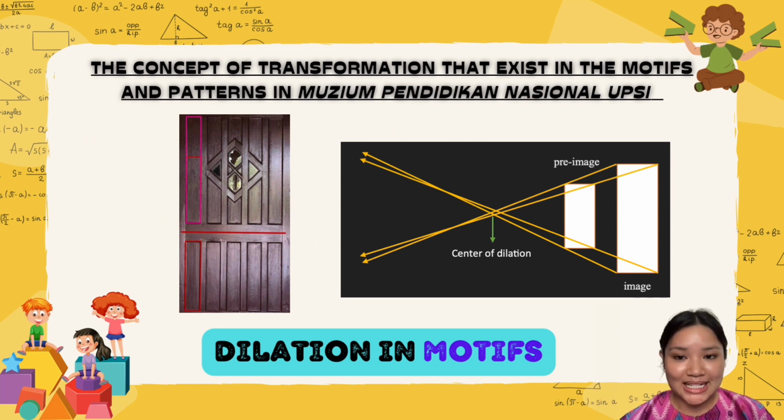Alright, so lastly, we will look at the concept of transformation in dilation that exists in the motifs in Muzium Pendidikan Nasional UPSI. As you can see, the geometrical shape is a rectangle. At first, the rectangle is reflected on the axis of reflection and forms another image. And as you can see in the figure on the slide, the pre-image is small and the image is big, where we know that whenever the pre-image is small and the image is big, the enlargement happens based on the center of dilation and the scale factor.